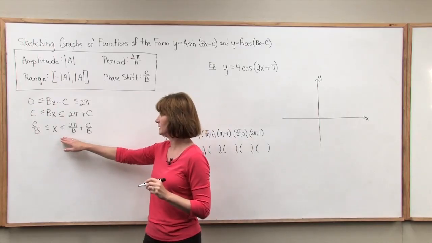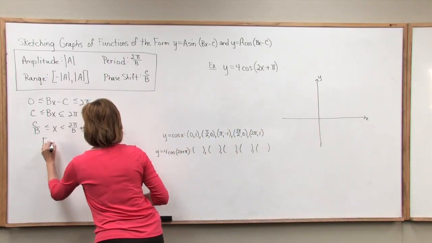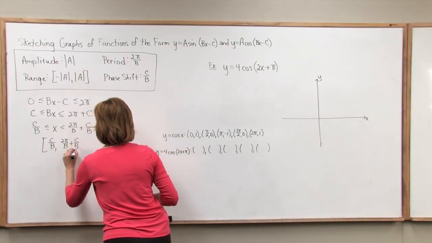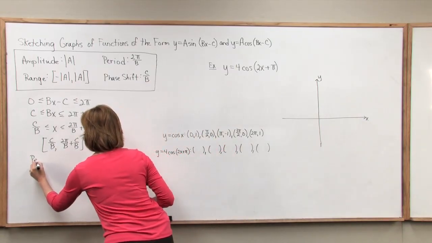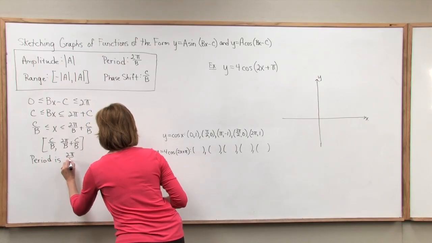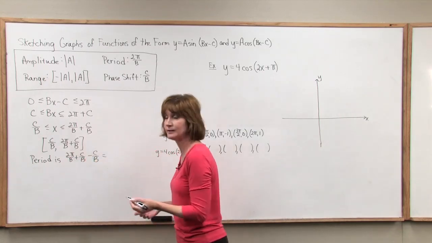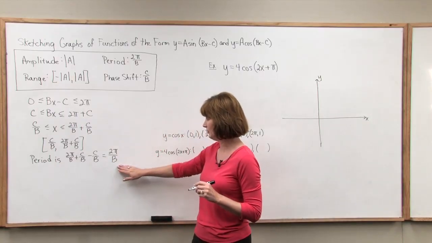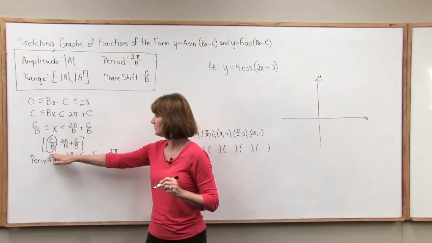So what we can see here is that graphs in either one of those forms are going to complete one cycle when x is on the interval c over b to 2 pi over b plus c over b. That's when it will complete one cycle. Well, the length of that cycle is the period. So the period is going to be when you take 2 pi over b plus c over b. If you subtract c over b, we can see that we get 2 pi over b. So the period is 2 pi over b. And we can see here that this expression right here is the phase shift.